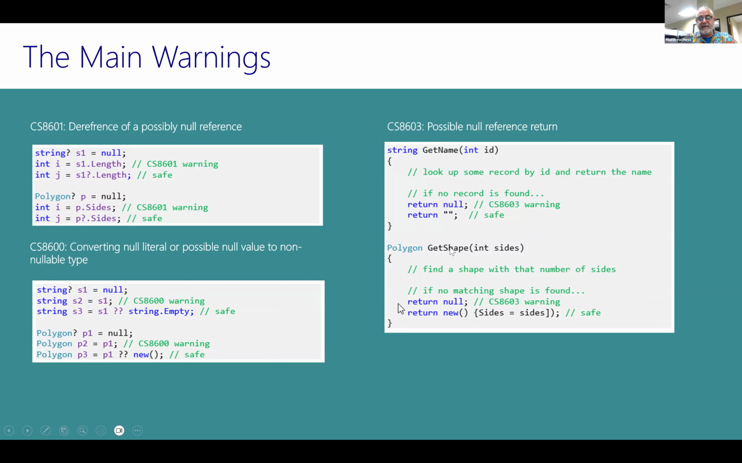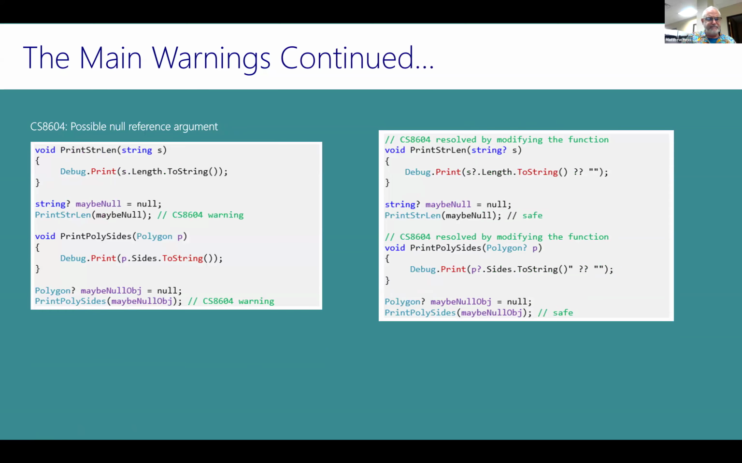And here's another variant. GetShape is supposed to return a Polygon object. And let's just say that there's a collection of shapes, and we're going to go look for one with that number of sides. And if one isn't found, well, this is tricky. What do we do if we return null? That's a warning. So we could do something like instantiate a new one with that number of sides. That maybe changes the business logic a little. So it's sort of an interesting question, but it will stop the compiler warning. So those are three really common ones. There aren't that many.